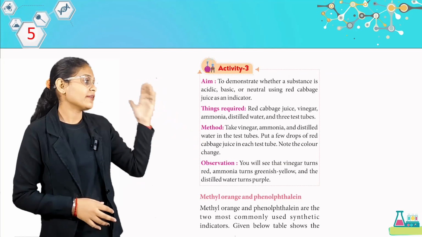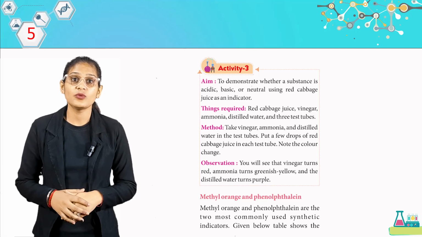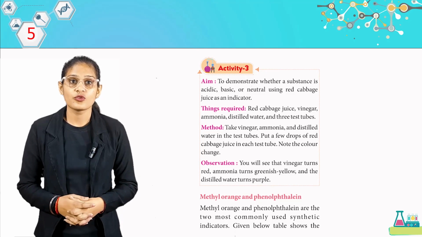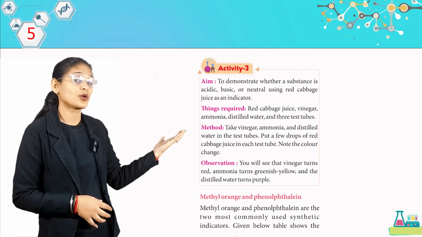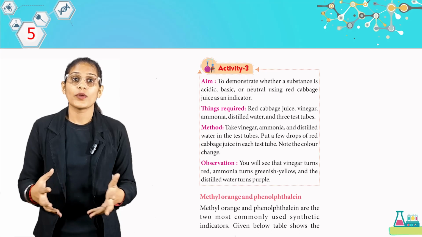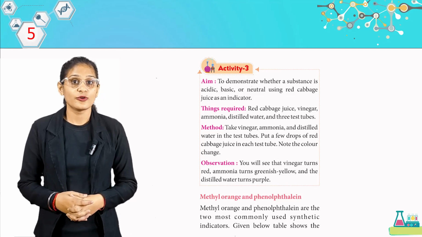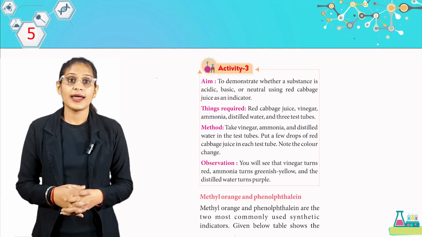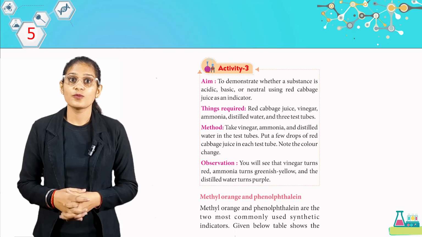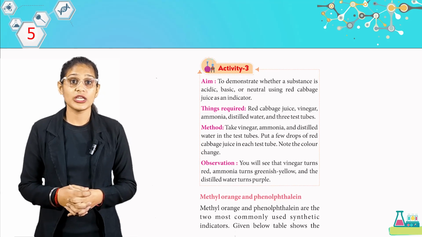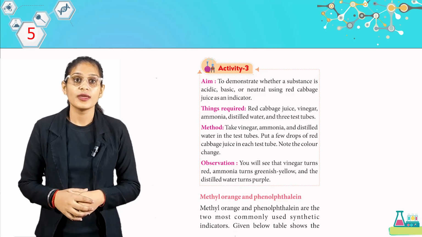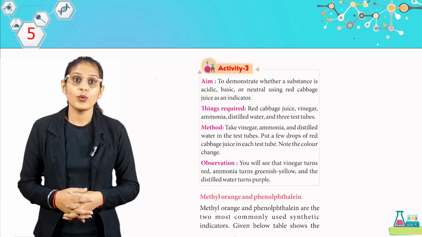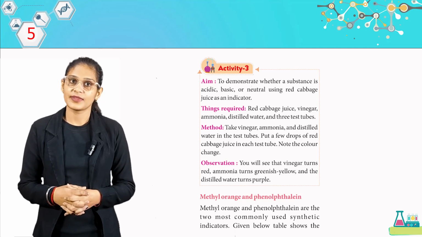Now students, we have Activity 3. Aim: to demonstrate whether a substance is acidic, basic, or neutral using red cabbage juice as an indicator. Things required: red cabbage juice, vinegar, ammonia, distilled water, and 3 test tubes. Method: take vinegar, ammonia and distilled water in the test tubes. Put a few drops of red cabbage juice in each test tube. Note the color change. Observation: you will see that vinegar turns red, ammonia turns greenish yellow and the distilled water turns purple. Get it, students?